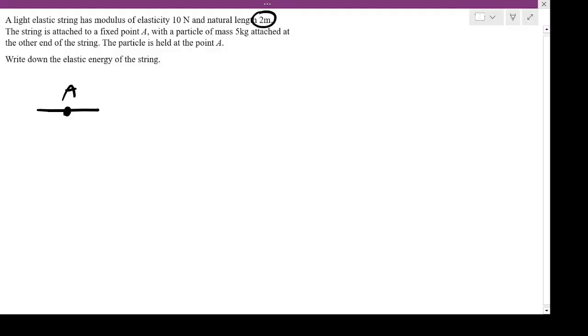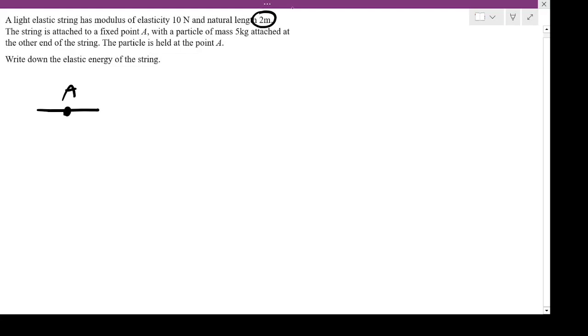Okay, so if I draw the scenario out here, again, I have a fixed point at the point A, and then obviously the string hangs down with a particle at the end of it here. But what I'm told is actually, quite interestingly, the particle is held at the point A. So instead, the particle is literally at the fixed point. Okay, so the string is kind of fully compressed in, because if the natural length is 2, now the length goes to 0.